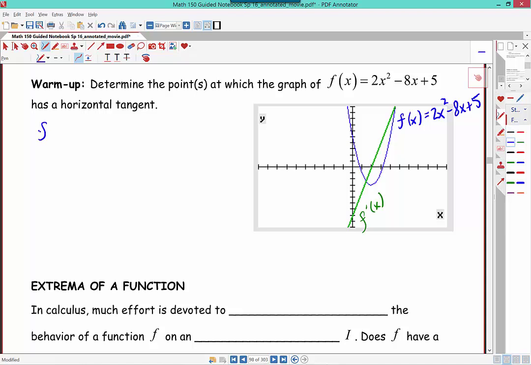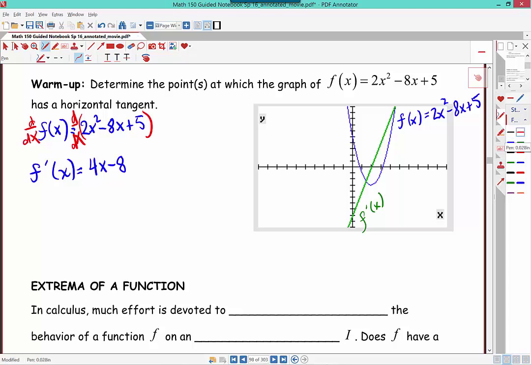So we have our f of x is equal to 2x squared minus 8x plus 5. If we differentiate both sides with respect to x, we will have f prime of x on the left side, and on the right side it's going to be 4x minus 8. Now, we wanted to find the zeros of this derivative function. So if we set this equal to 0 and solve, we will get 8 is equal to 4x, so x is equal to 2.